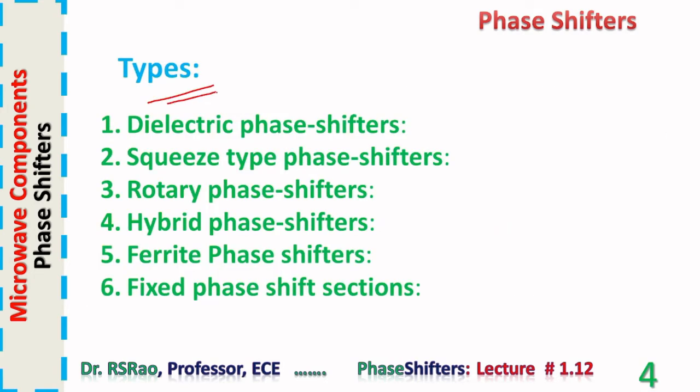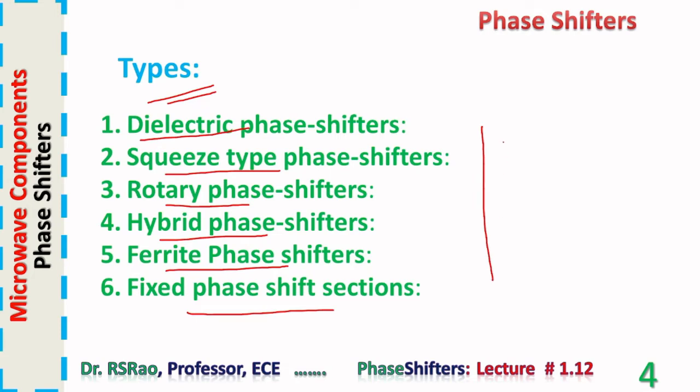Now, types of phase shifters. Dielectric phase shifters, squeeze type phase shifters, rotary phase shifters, hybrid phase shifters, ferrite phase shifters, fixed phase shift sections. These are all some of the types, varieties, categories of phase shifters that are in use right now.